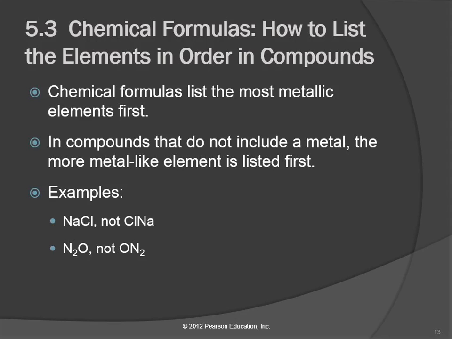We do have a particular order in which we list the elements, and this is not going to be a big deal in this class, but I just want to let you know what the reasoning behind that is. We generally list the most metallic elements first. And remember, we learned to look at the periodic table, and the metals are on the left, and the nonmetals are on the upper right. And so you can look at the periodic table and identify which one is more metallic. So we write NaCl instead of ClNa.